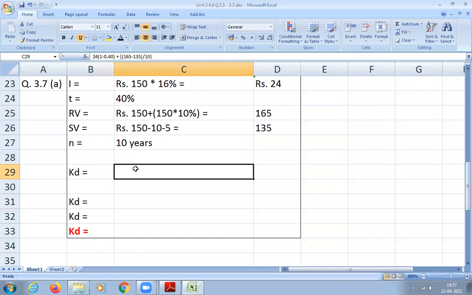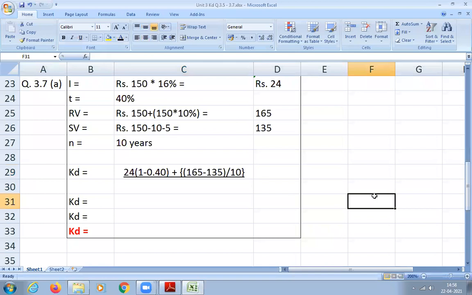Sir, should we again do pre-tax and post-tax? No need. Here you can directly do post-tax because he has given the tax rate. Whenever he has given the tax rate, assume he is asking you to calculate only post-tax. I made you do both for earlier problems only to give you practice. If he is not asking, there is no need. So substitute now: I is 24 into 1 minus T.